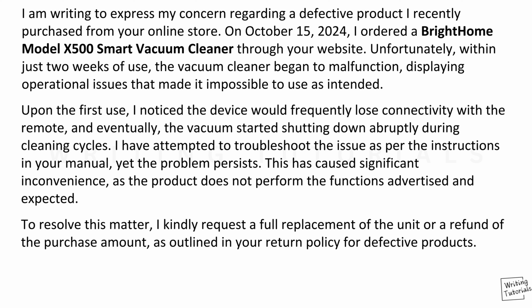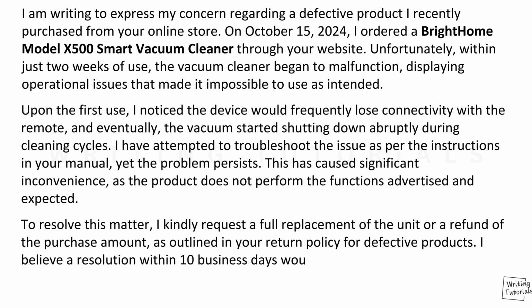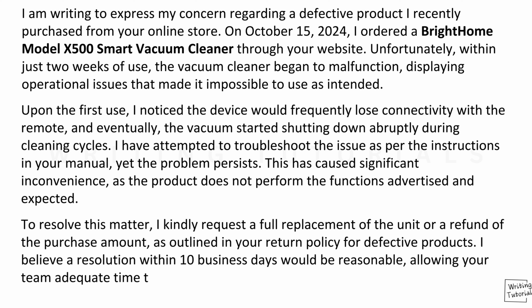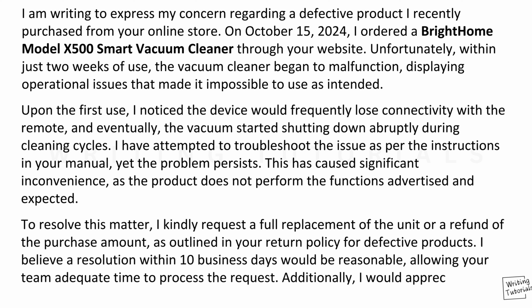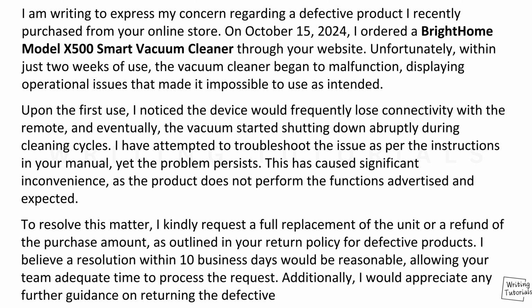In your letter, be clear about what outcome you're looking for, whether that's a refund, replacement, repair, or something else. Being specific helps the company understand how they can make things right. She also adds a reasonable time frame. I believe a resolution within 10 business days would be reasonable, allowing your team adequate time to process the request.